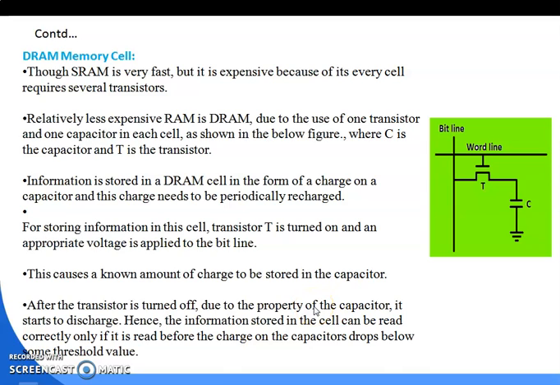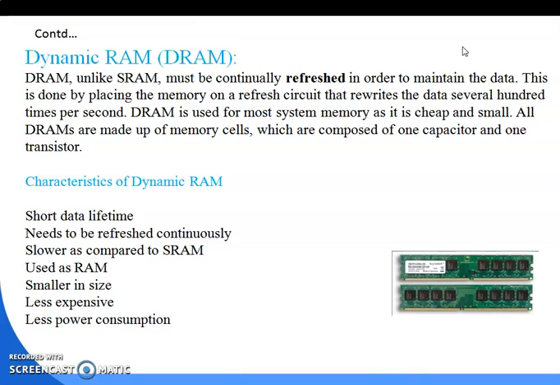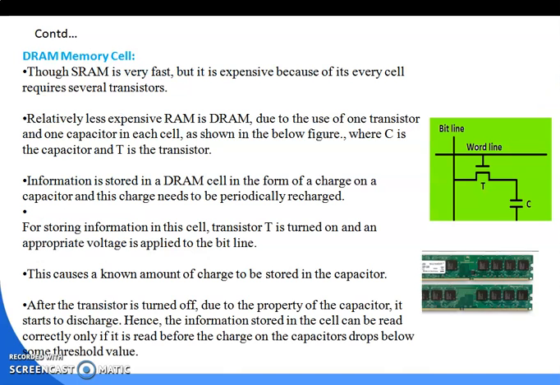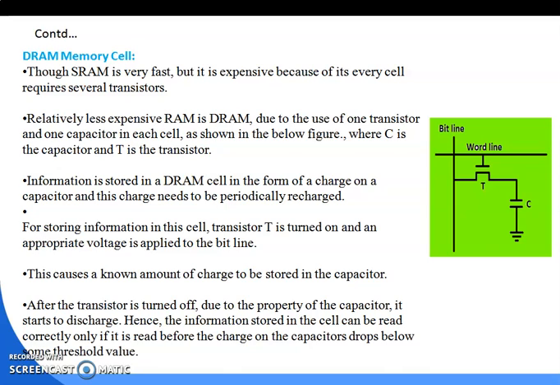Welcome back. In the last class we discussed the characteristics of DRAM and the general view of DRAM, or dynamic RAM. So today we're going to discuss the DRAM memory cell. In this figure, it is the internal cell of the dynamic RAM.